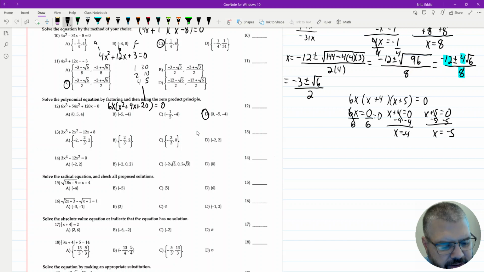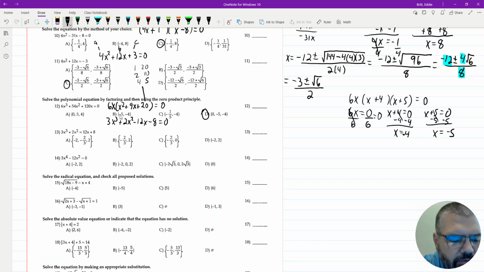All right, number 13 has 4 terms. And the factoring we did with 4 terms is factoring by grouping. Before we can factor by grouping, we have to put everything on one side of the equation. So I'll have 3x cubed plus 2x squared. Now I'm going to move these 2 terms over. So I'll have minus 12x minus 8 equals 0.